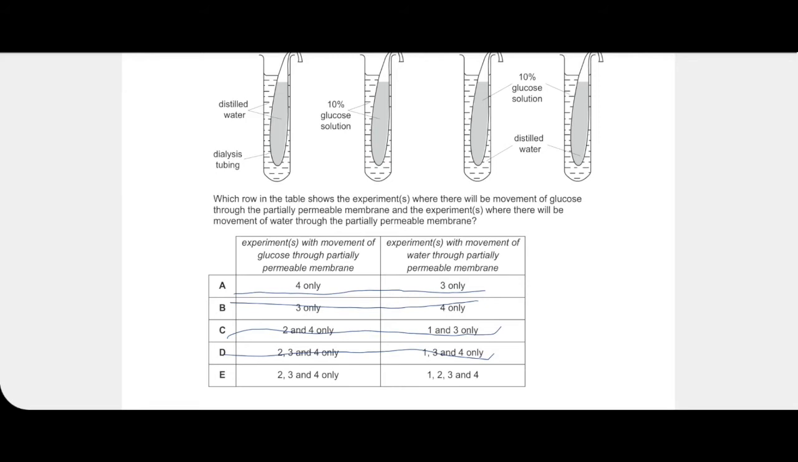Now let's look onto glucose. All of the experiments, bar experiment 1, has glucose. Therefore, every experiment except experiment 1, will have movement of glucose. Fair enough, in experiment number 2, there is no net movement of glucose, but there's still movement. Therefore, experiments number 2, 3, and 4 fit this criteria of movement of glucose. Therefore, the answer is E. That's question number 9, completed.